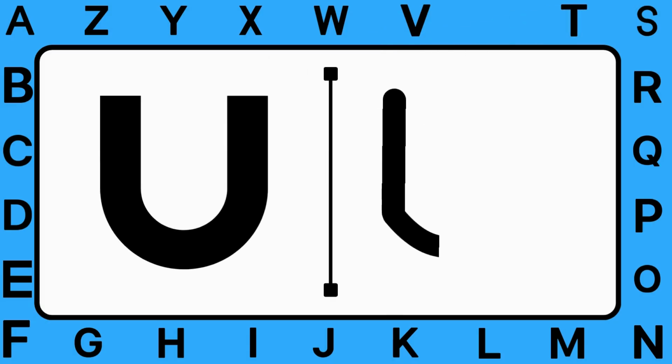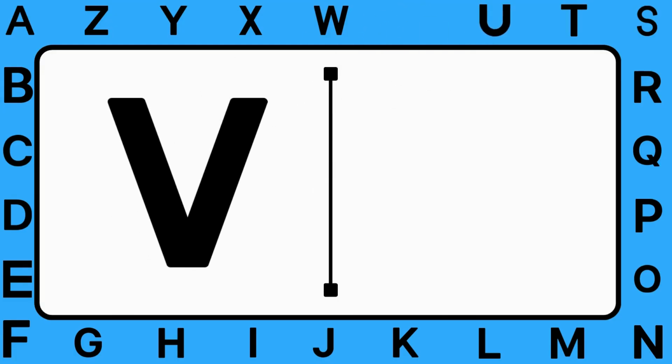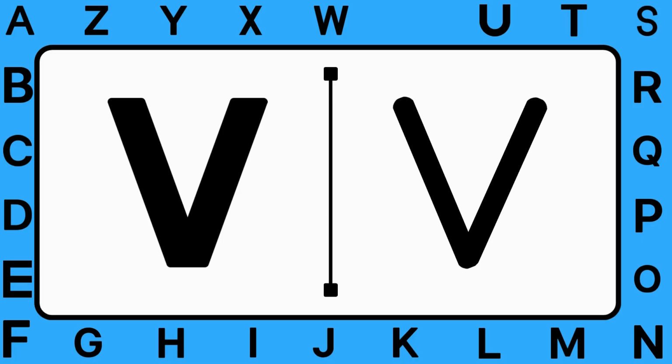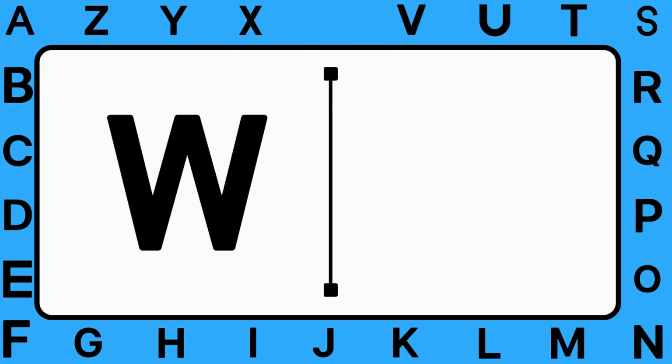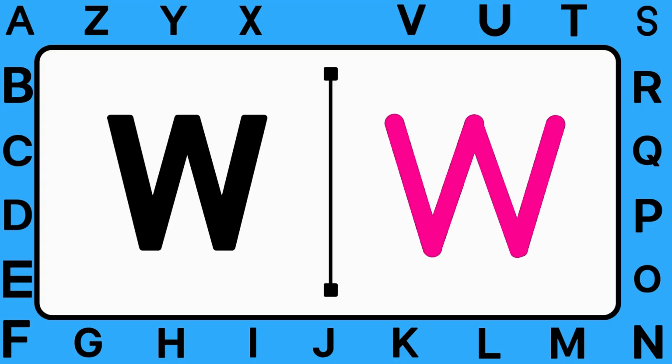Start at the top, curve down and up again. Unbelievable. That's U. Next one. Draw a slanted line down. Draw another slanted line up. Very good. V. Let's keep going. Slant down. Go up and down again. Go back up. Wow. That's W. Let's do the next one.